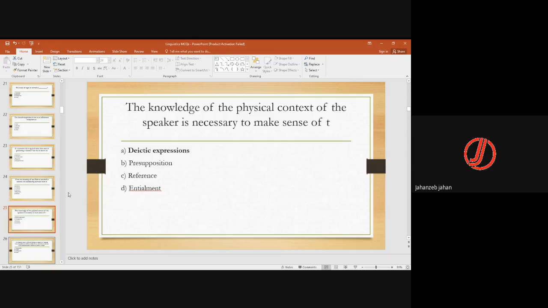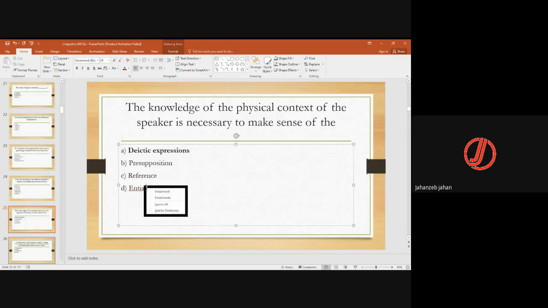The knowledge of the physical context of the speaker is necessary to make sense of the deictic expressions. So deictic expressions कौन से हैं? These are the expressions which like are spatial, temporal, ये time के deices होते हैं, space के, place के deices होते हैं, persons के deices होते हैं.